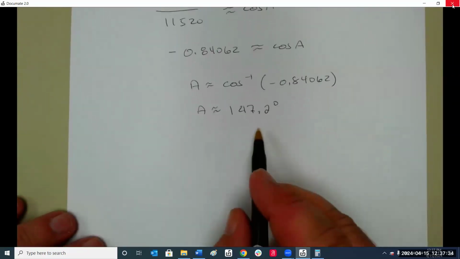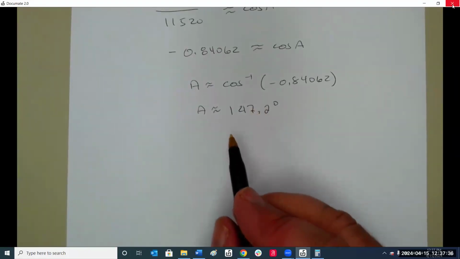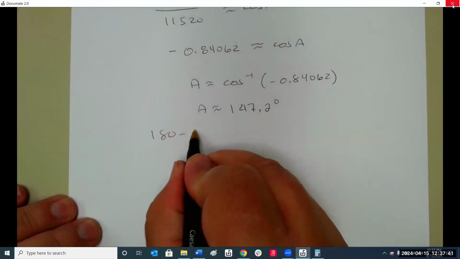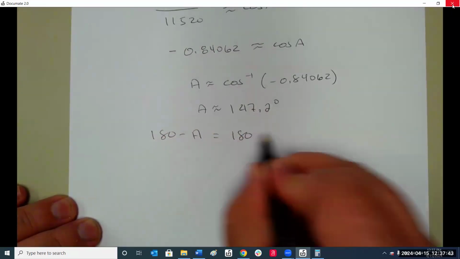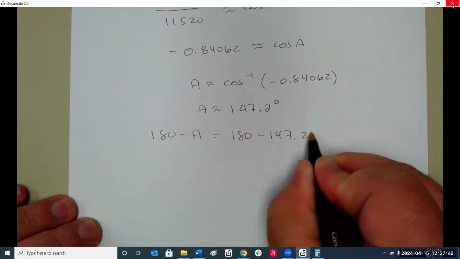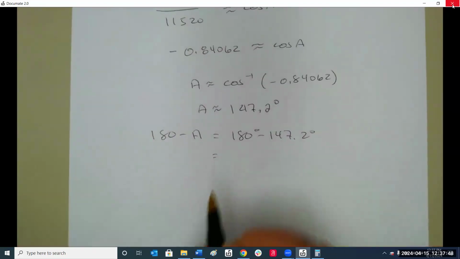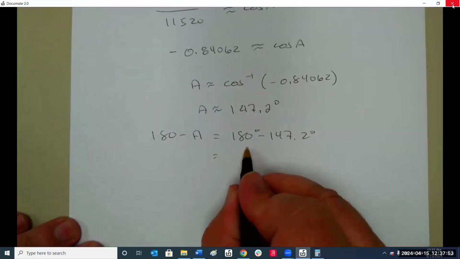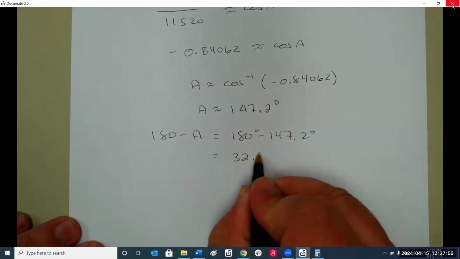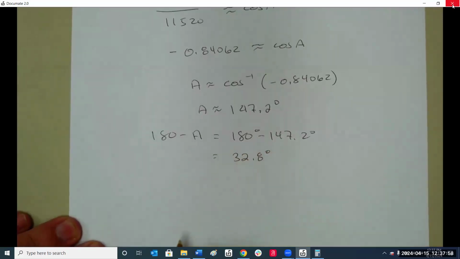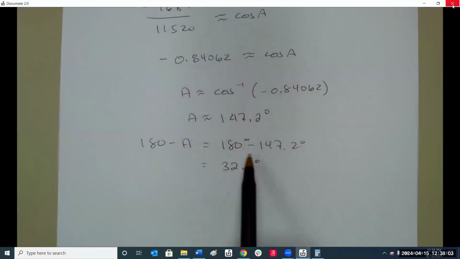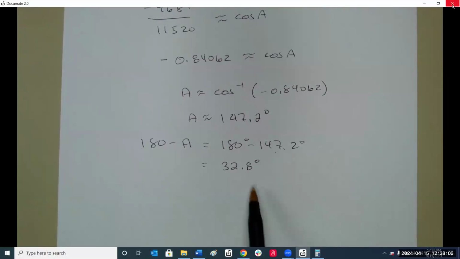Right, so that's where we're off course. So we have to do 180 minus our A, which is 180 minus 147.2. We're 32.8, because we're heading south, 20 degrees off south. So this is the direction we're heading. We now have to correct our course by 32 degrees.